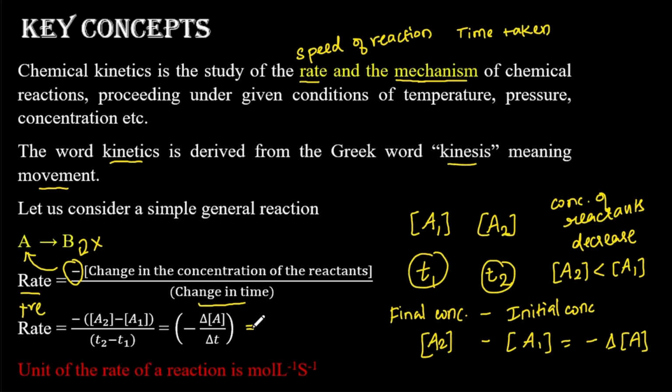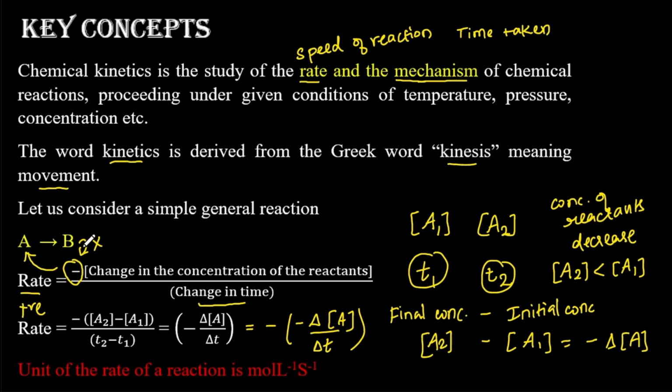So this delta A value will be negative, no? Already you are having a negative sign. Then you are having negative delta concentration of A divided by delta T. So the negative into negative will become positive. So the rate of the reaction will become positive for the reactant A.